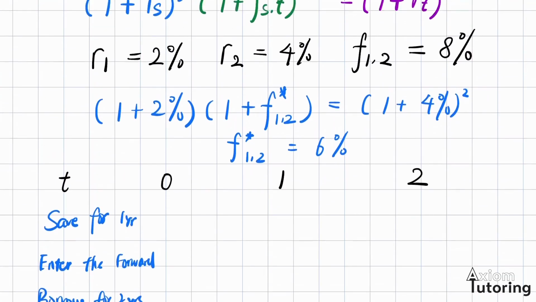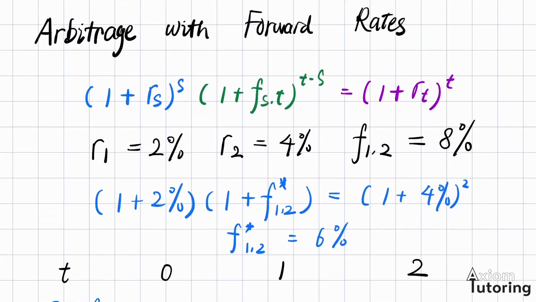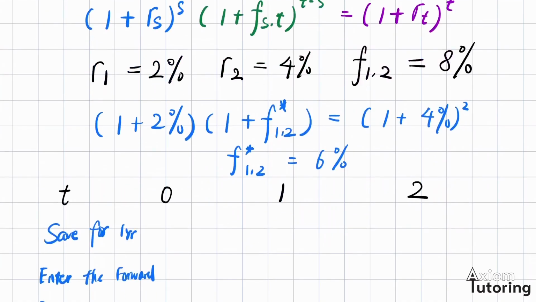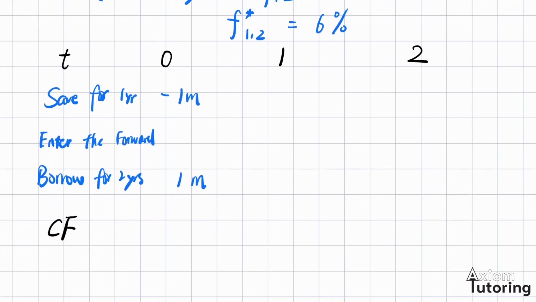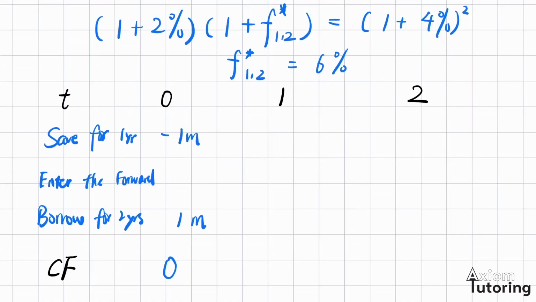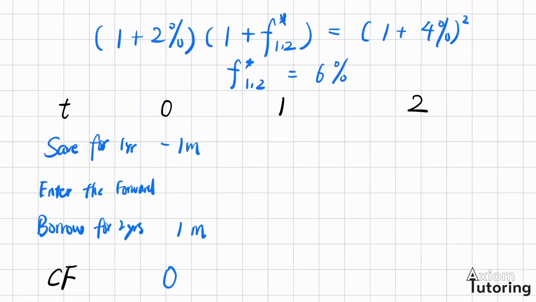We weren't given any actual monetary numbers, so we can assume any number. Let's say 1 million. Let's borrow 1 million here, and then save 1 million here. So at time 0, our net cash flow is still 0. In 1 year's time, I can take the money out from my savings at the 1 year spot rate. How much would I get? I would get 1 million times 1.02, so 1.02 million.